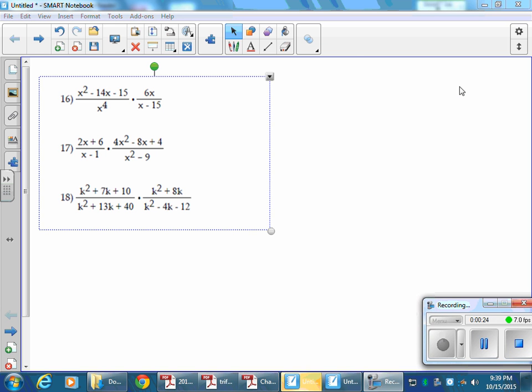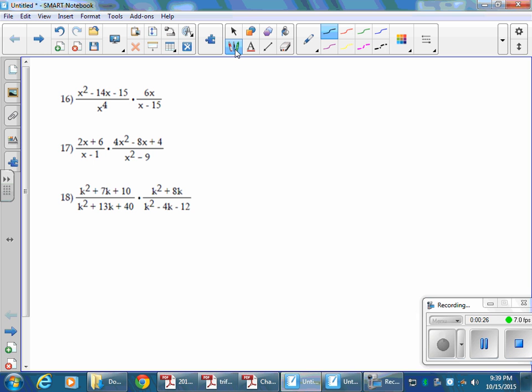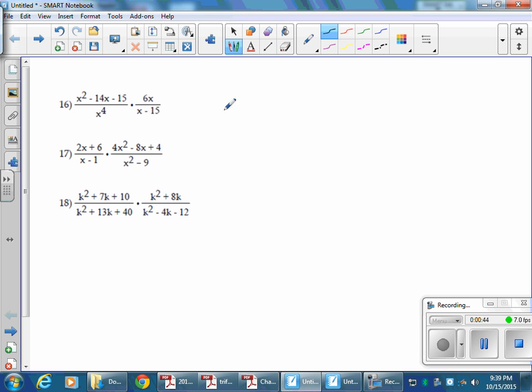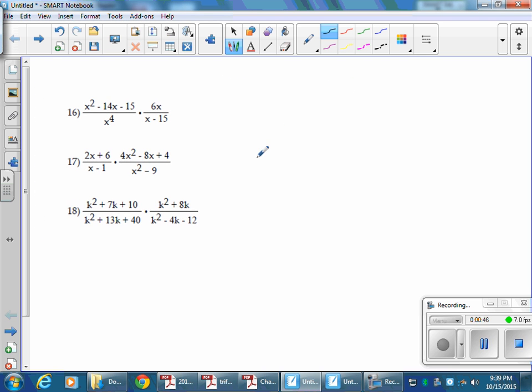So, number 16, let's start there. On the top we have x squared minus 14x minus 15, and my pen's not writing. So that factors. I've got a factor at the top there in number 16. Let me pause. All right, seems to be working now.